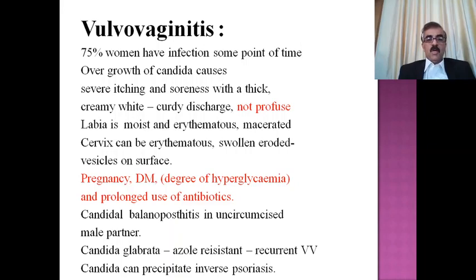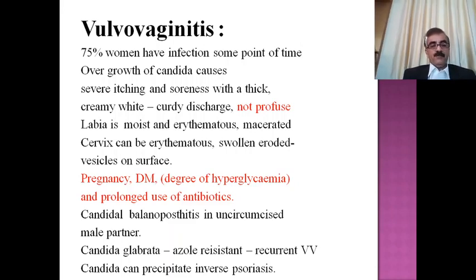And the labia is moist, erythematous, macerated. Sometimes the infection is also there in the cervix, which is erythematous, swollen, eroded with vesicles on the surface. Predisposing factors for vulvovaginitis are pregnancy, diabetes mellitus, especially uncontrolled, and the degree of hyperglycemia. And again, prolonged use of broad spectrum antibiotics, if they are unnecessarily taken for longer duration, then the individual is predisposed to candidal infection because of loss of the competitive flora in the mucous membranes.